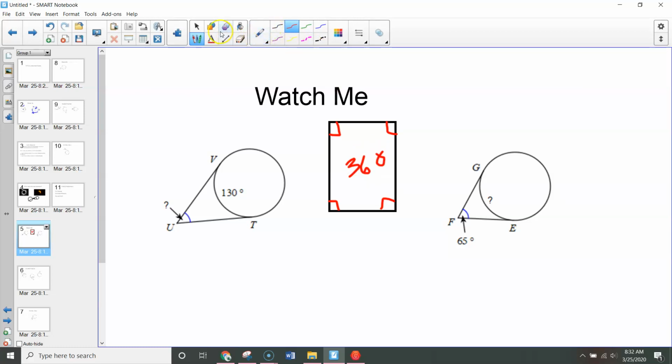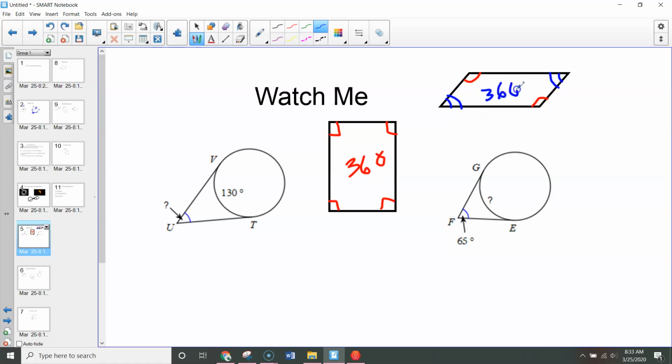Okay, now another fun fact is, here I've got a parallelogram. And remember how we talked about our parallel lines with transversals and whatnot. So I know that these 2 angles are equal. And these 2 angles are equal. And I also know that the sum of these angles is 360.